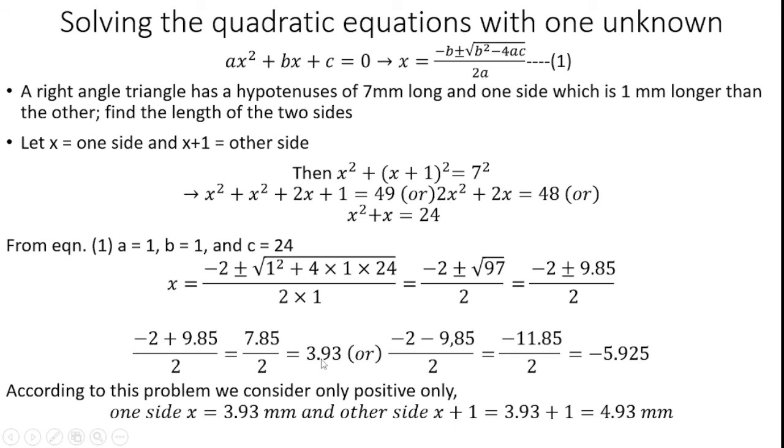According to our problem, the other side can be calculated from x plus 1, because one side is 1 mm longer than the other side. So x plus 1, with x being 3.93, gives 3.93 plus 1 is equal to 4.93 mm, which is the solution for the quadratic equation. This is the procedure or general rule utilized for solving the second order quadratic equation.